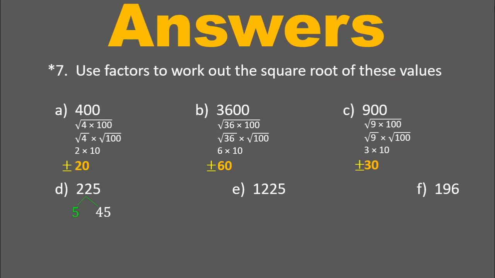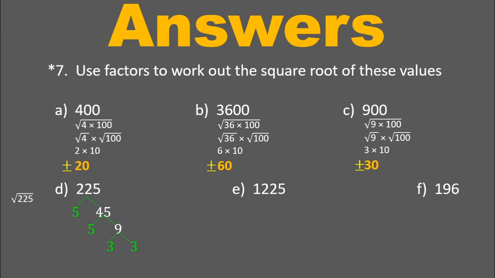45 could also divide by 5, and that would give us 9. 5 is a prime number, but 9 is not. So let's go again. 9 can be divided by 3, and the answer is 3. Notice something nice about our final factors? 5, 5, 3, and 3. That means 225 is the same thing as 5 times 5 times 3 times 3.